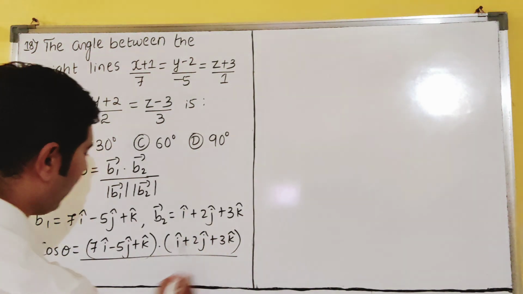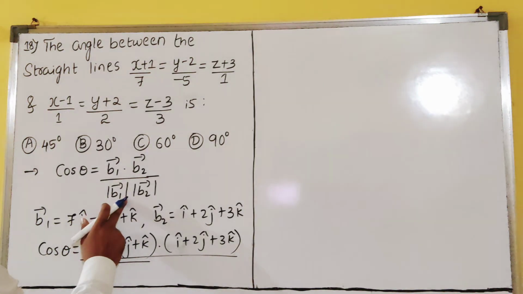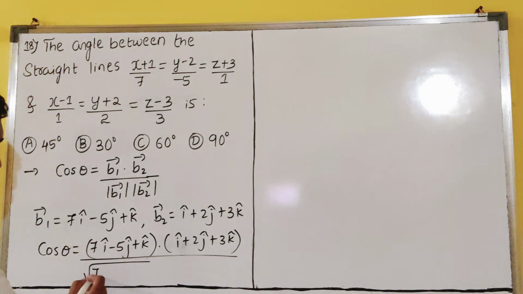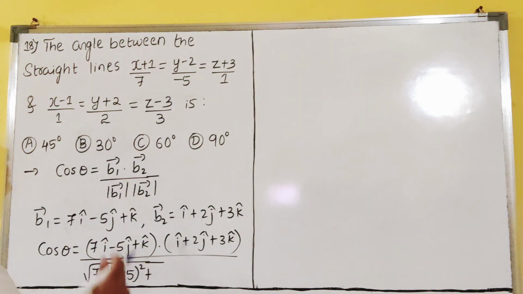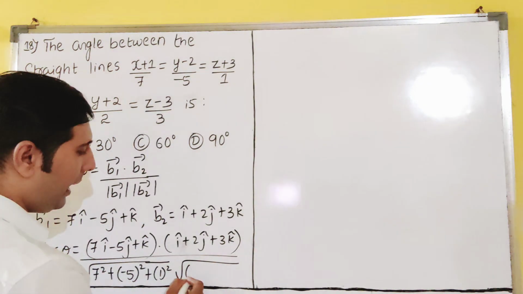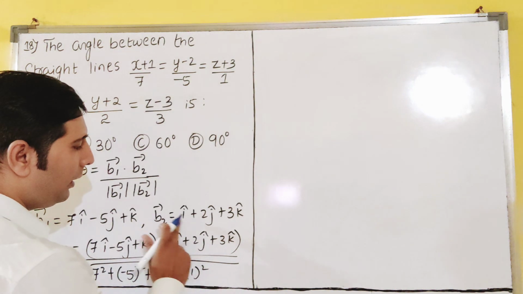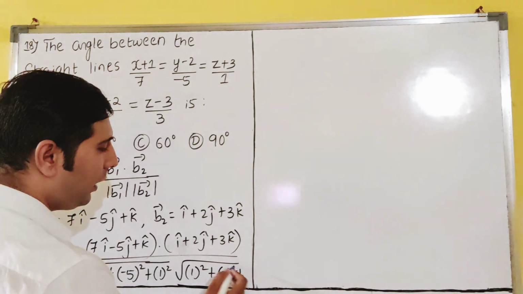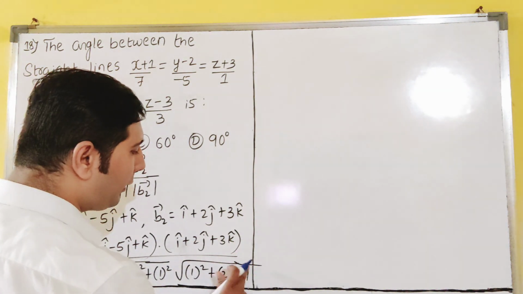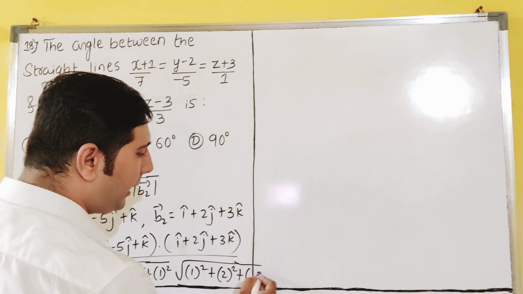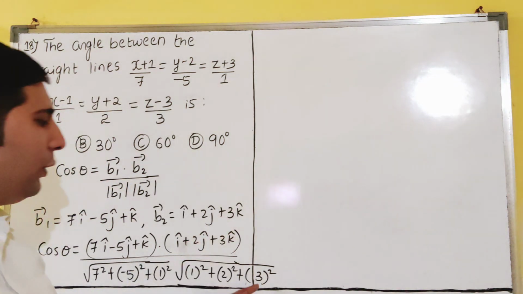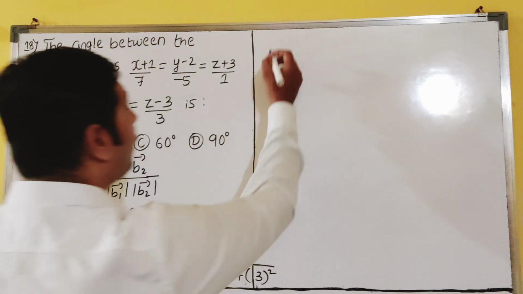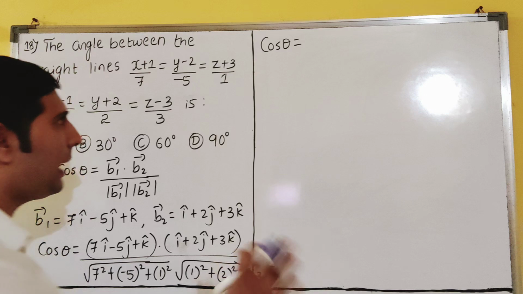So find its magnitude. So magnitude of b1, what will you find? x is 7 square plus y is minus 5 whole square, children. z is not written, so it is 1, 1 square. So magnitude of b2: 1 square, then y is 2 square, z is 3 whole square, dear students. Do you understand? So how do we multiply the dot product?